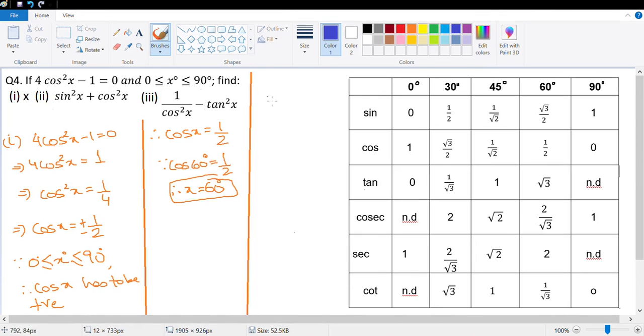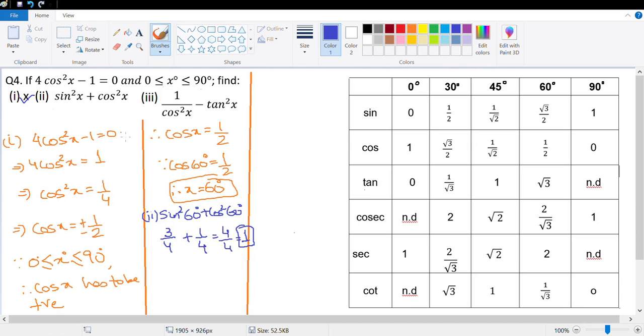So this is done. Now we need to find the second part, which is sine squared 60 degree plus cos squared 60 degree. Now sine 60 degree is root 3 upon 2, which means this would be 3 upon 4. Cos 60 degree is 1 upon 2, which means 1 upon 4, which means this is equal to 4 upon 4, which is equal to 1.